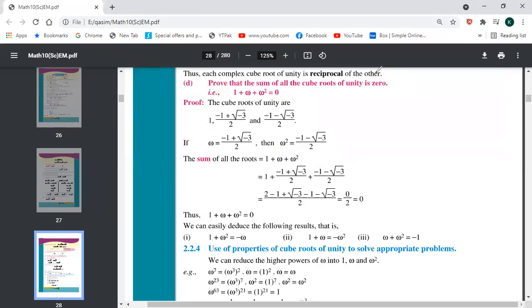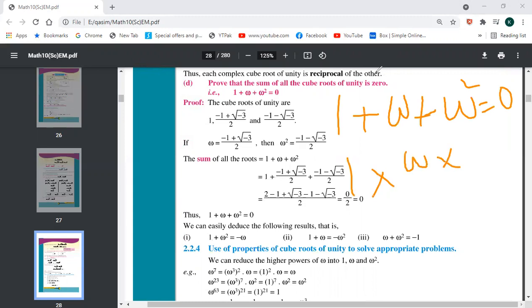Now the last one is that the sum equals 0. These are the basic properties: when I sum 1 plus omega plus omega square, this value equals 0. Summing gives 0, and multiplying gives 1. You just have to prove it. This is the basic general convention that you have to remember.